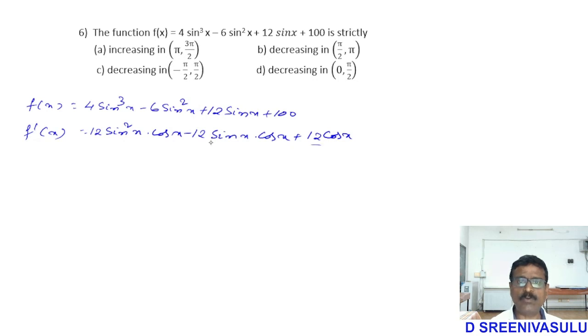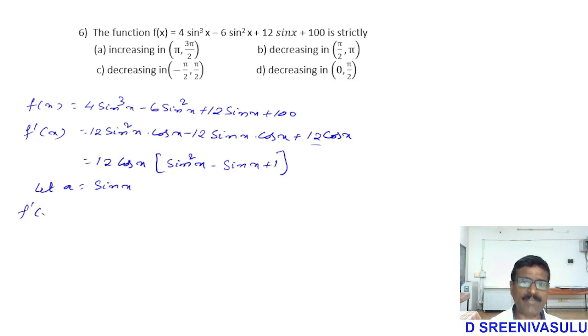Here you take 12 cos x also common. 12 cos x if we are taking common, sin square x minus sin x plus 1. Let us take sin x is a. Let a is equal to sin x for simple calculation. Then what is f dash x? f dash x is 12 cos x times a square minus a plus 1.